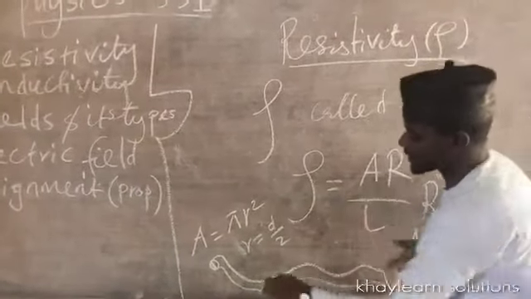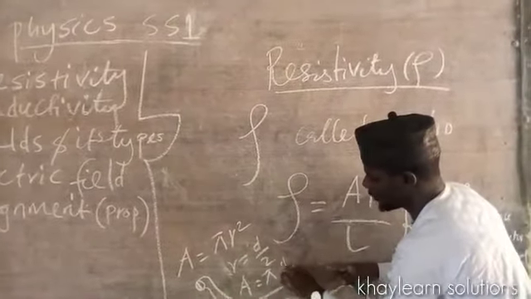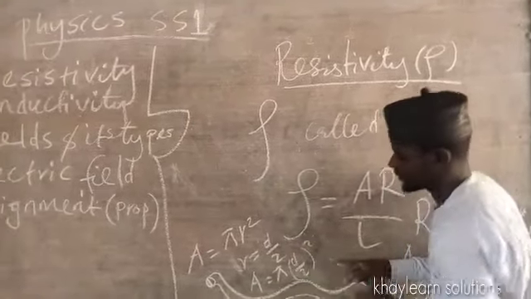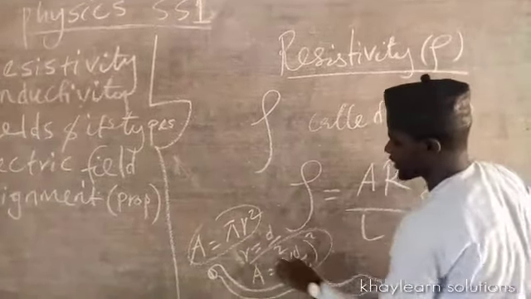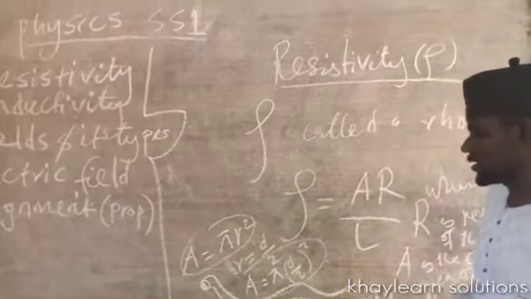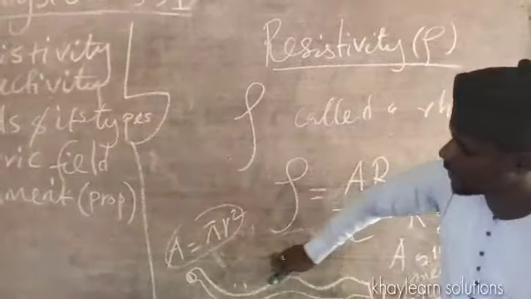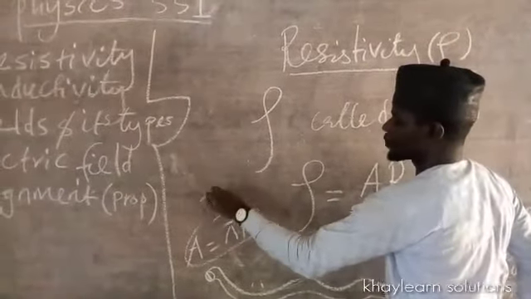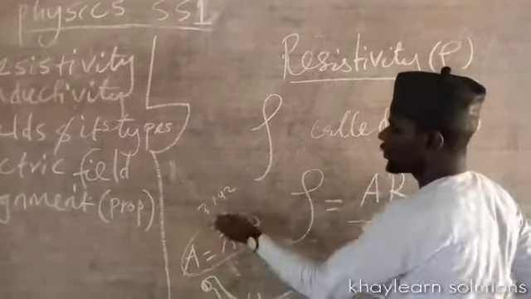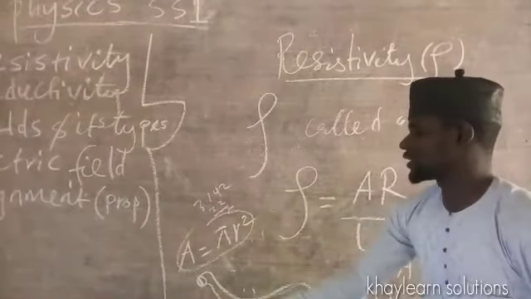So to some extent, the area will be equal to pi times d over 2, squared. So you either use this one or you use this one, depending on what you are given. But actually, the area will always be pi r squared. And this pi is 3.142 or 22 over 7. Then the r depends on the thickness of the wire.